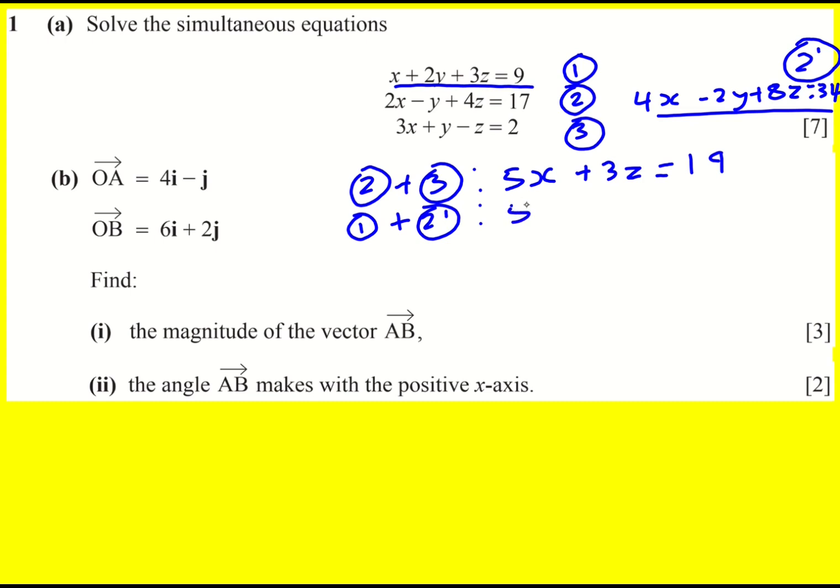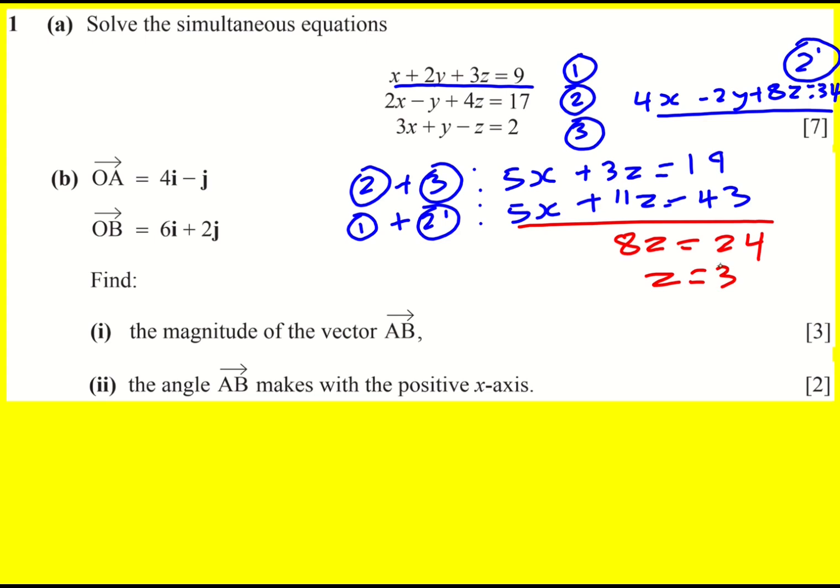So I'm going to get 5x again, then plus 11z is equal to 43. Oh, this is nicely set up, so I can actually now take this equation and I'm going to do the bottom minus the top, which will give me 8z equals 24. So z is going to equal 3.